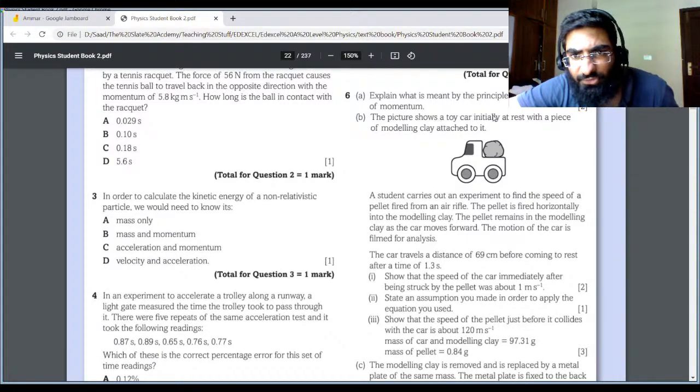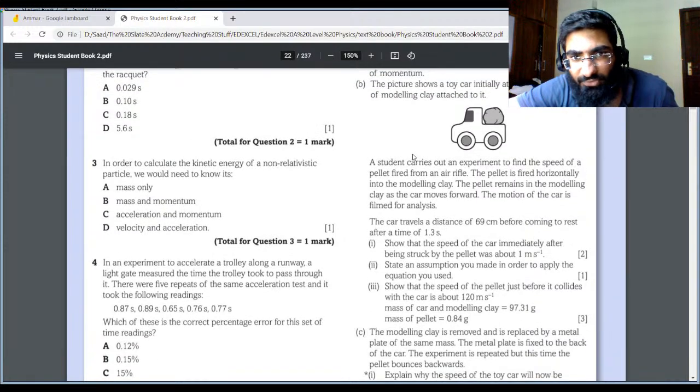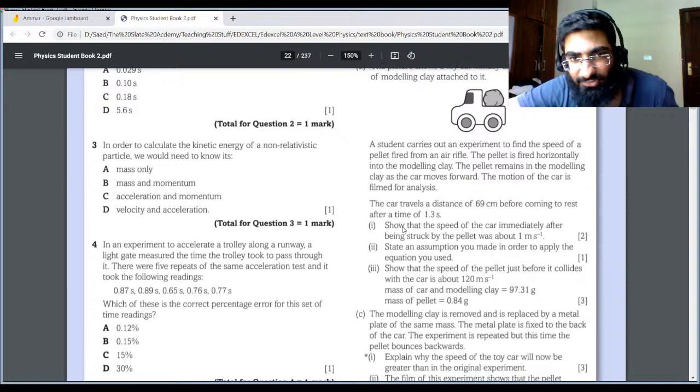The picture shows a toy car initially at rest with a piece of modeling clay. A student carries out an experiment to find the speed of a pellet fired from an air rifle. The pellet is fired horizontally into the modeling clay. The pellet remains in the modeling clay as the car moves forward. The motion of the car is filmed for analysis. The car travels a distance of 69.